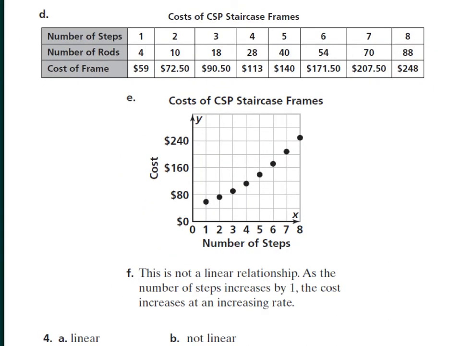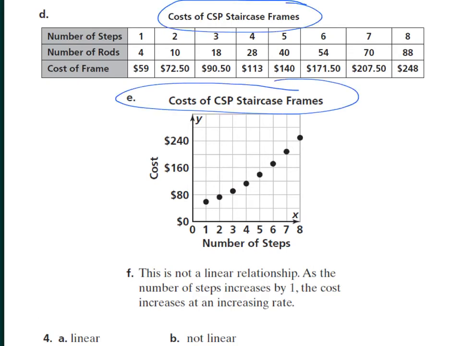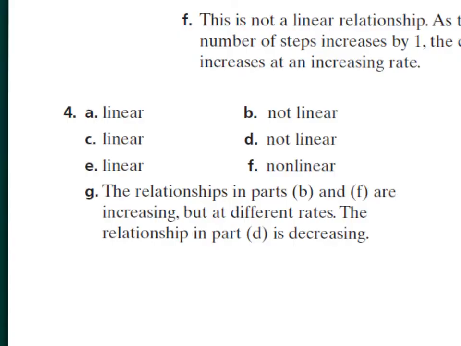And we do the same thing for the staircase frames, the table being recorded here and the graph being recorded here. And as they look at both the table and the graph, they realize that this is not a linear relationship. In question 4, students decide if a situation is linear or nonlinear, and those results are posted here.